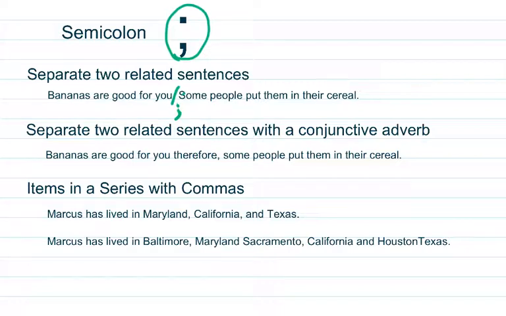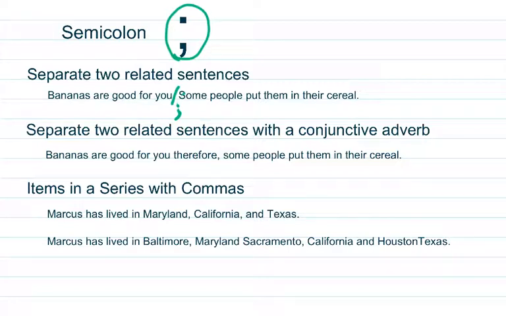All right. Another way that we use the semicolon is to separate two related sentences with a conjunctive adverb. If you watched the lesson on commas, you'll see some examples of conjunctive adverbs, such as however, therefore, nevertheless, consequently, and so on and so forth.